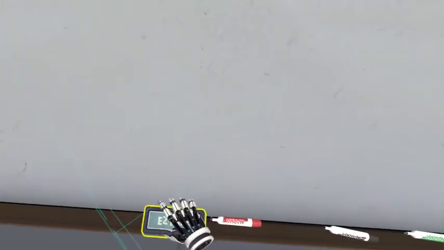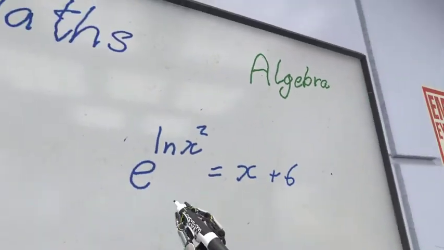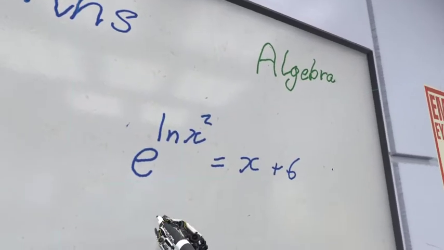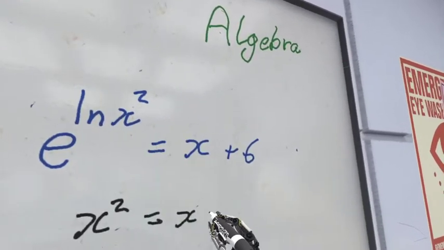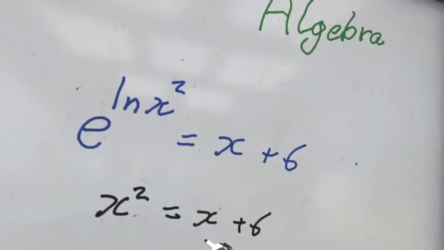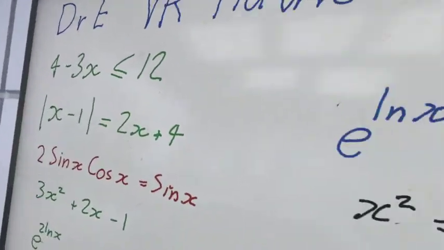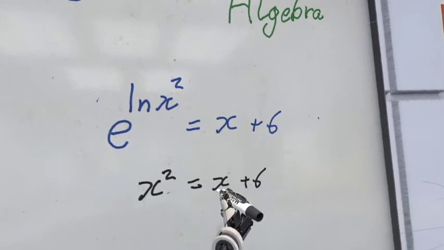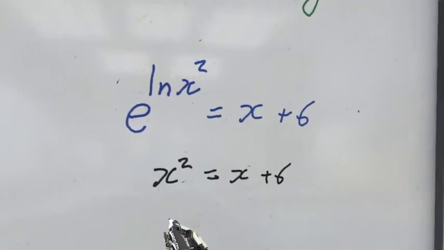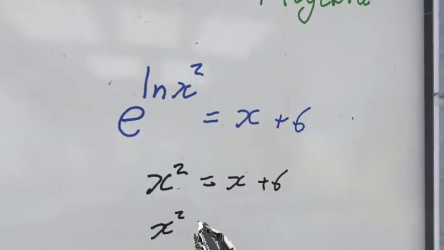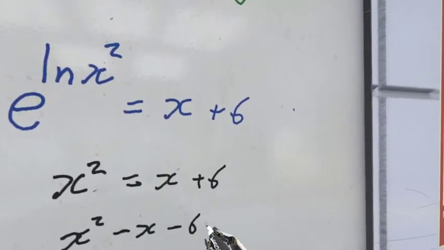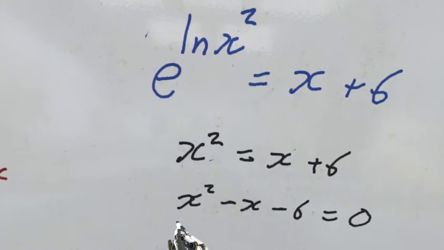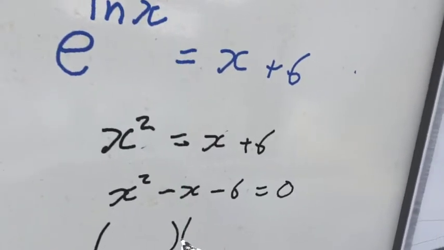So this just becomes x squared equals x plus 6, and now you've just got the same quadratic equation, x squared minus x minus 6 equals 0. Factorize that and you get your factors.